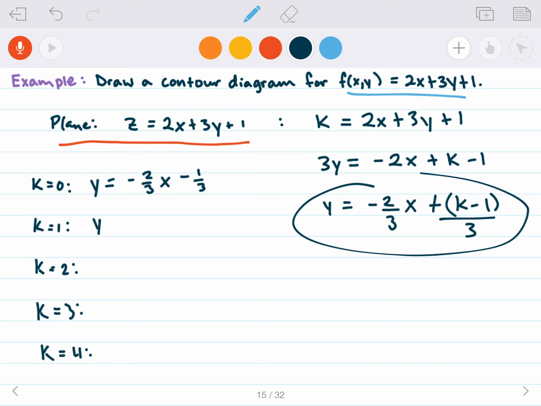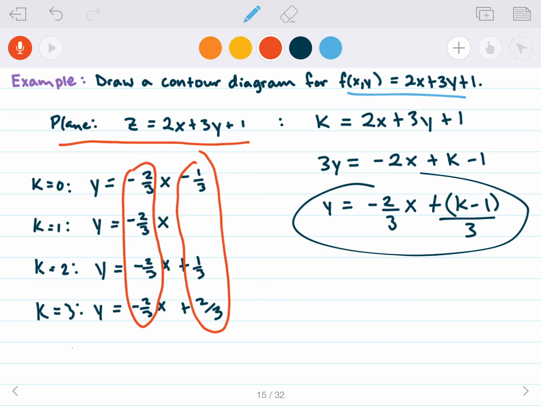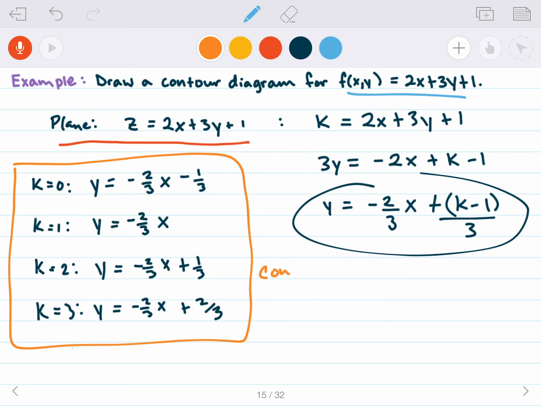When k equals 1, I get y equals negative 2 over 3x. When k equals 2, I get y equals negative 2 over 3x plus 1 over 3. K equals 3, I get y equals negative 2 over 3x plus 2 over 3. And I'm actually going to leave the k equals 4 out. We don't need that many. So what we can see here is that our contour lines all have the same slope, but different y-intercepts, right? And what that means is that we're going to have parallel lines in the xy plane. So again, this collection of lines is our contour diagram.